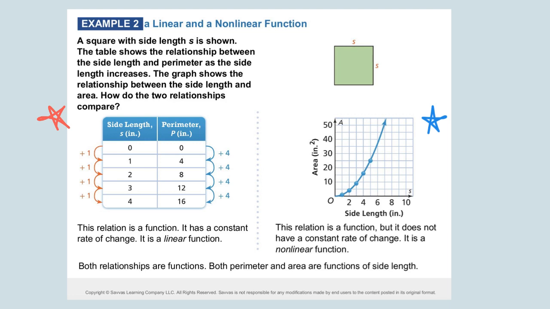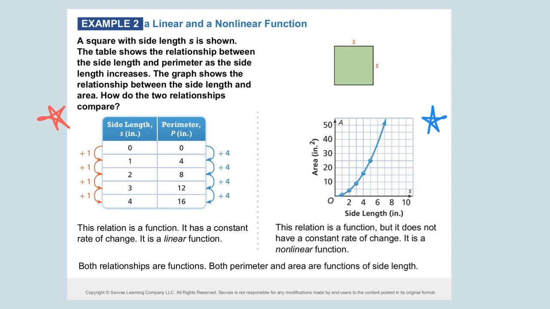A square with a side length s is shown. The table shows the relationship between the side length and perimeter as the side length increases. The graph shows the relationship between the side length and the area. How do the two relationships compare?